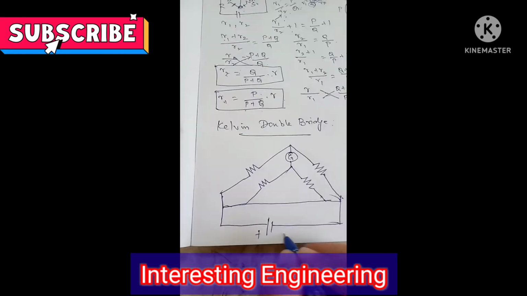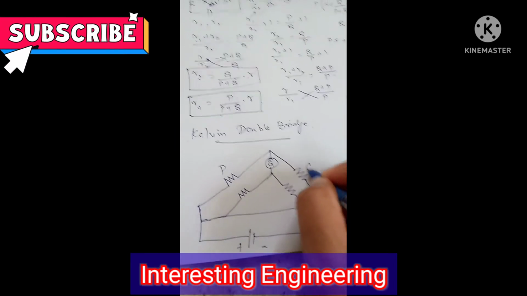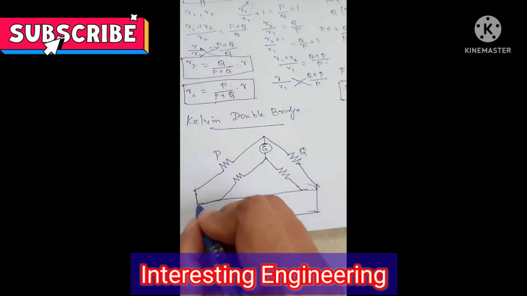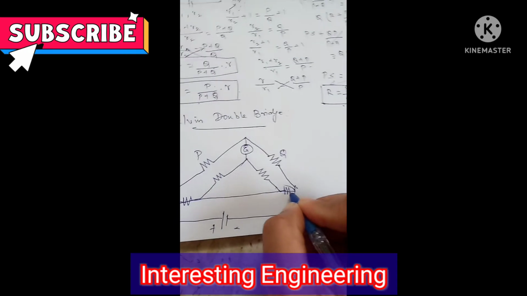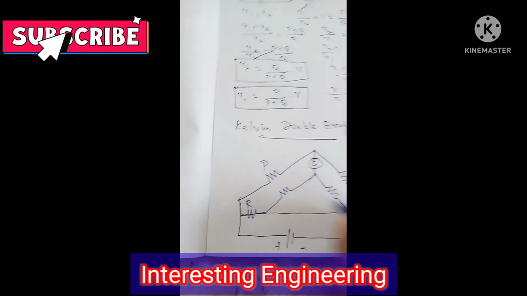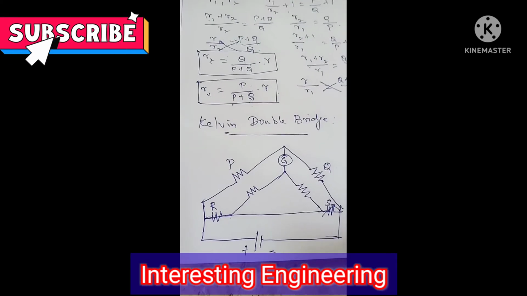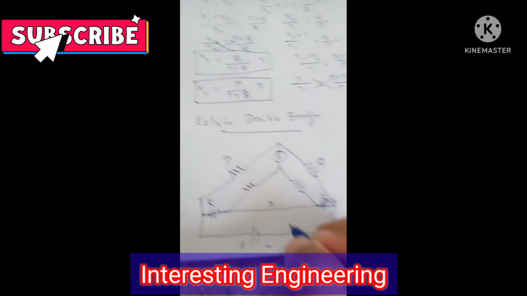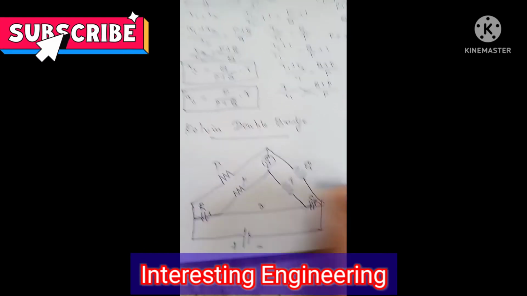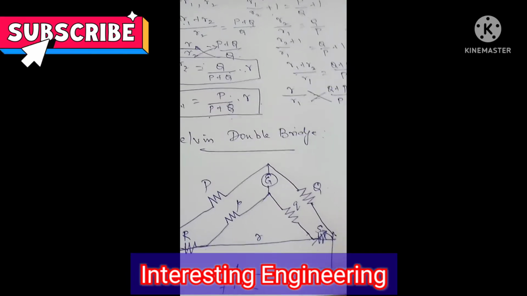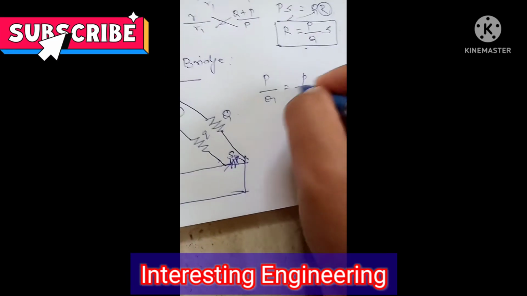So this is our Kelvin double bridge circuit where we have standard resistances P and Q, and here we have an unknown resistance R, and here we have a standard resistance S. So this is the unknown resistance R and this is the standard variable resistance S. So this is the resistive lead, small r, and here we choose another two ratio arms, small p and small q, in such a way that P by Q is equal to small p by small q.